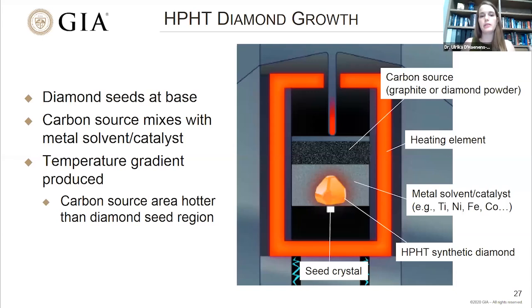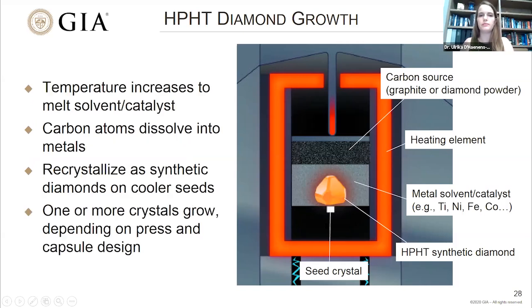What they do then is they turn up the temperature, and they produce a temperature gradient so that the region close to the carbon source is hotter than the region close to the seed. What happens is that these carbon atoms are going to dissolve into the melted metal, and then they're going to work their way down towards the cooler region with the seed, and then recrystallize a synthetic diamond, so man-made diamond, on these much cooler seeds. And then depending on how they're doing their growth, they could have one or several crystals growing at the same time.